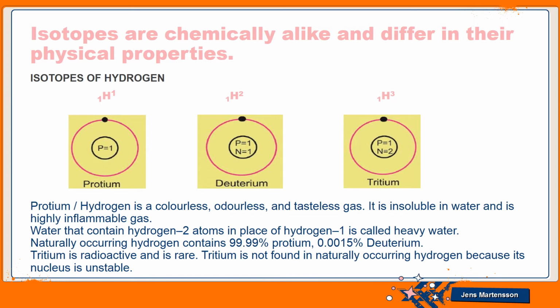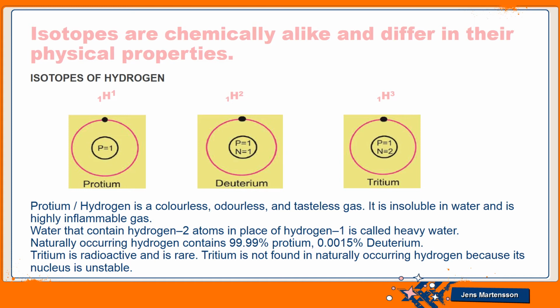So protium hydrogen is a colorless, odorless and tasteless gas. Odorless means it does not have any smell, and tasteless means it does not have any taste. It is insoluble in water, as I have told you that insoluble means it does not dissolve in water, and it is a highly inflammable gas. Inflammable gas means it can catch fire easily.